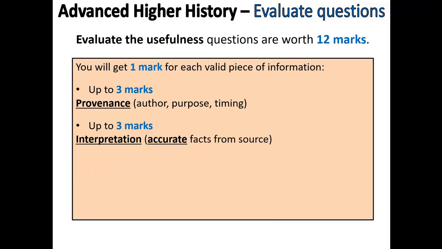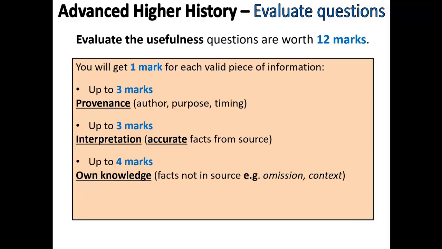You can also get a further 3 marks for the interpretation of the source. This means when you identify relevant facts from the source and link it to the question. 4 marks are available for giving your own knowledge. This means when you provide facts which you know but are not mentioned in the source. Finally, 2 marks are available for historiography. This is when you discuss what historians think about the particular question and topic.